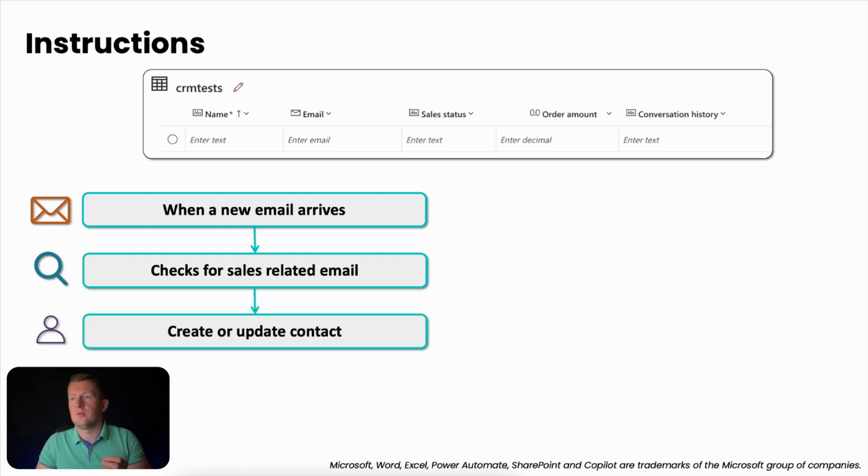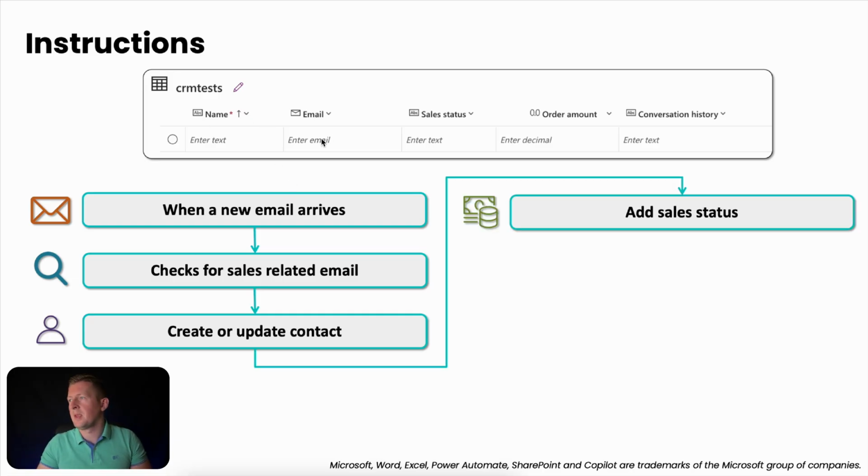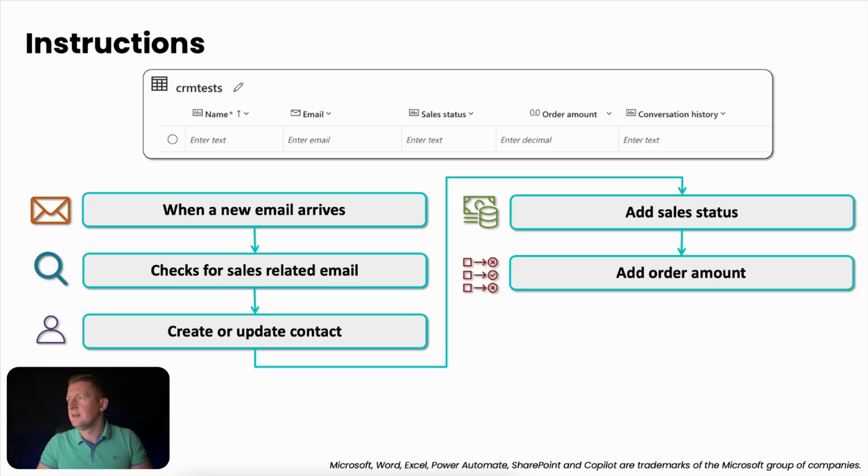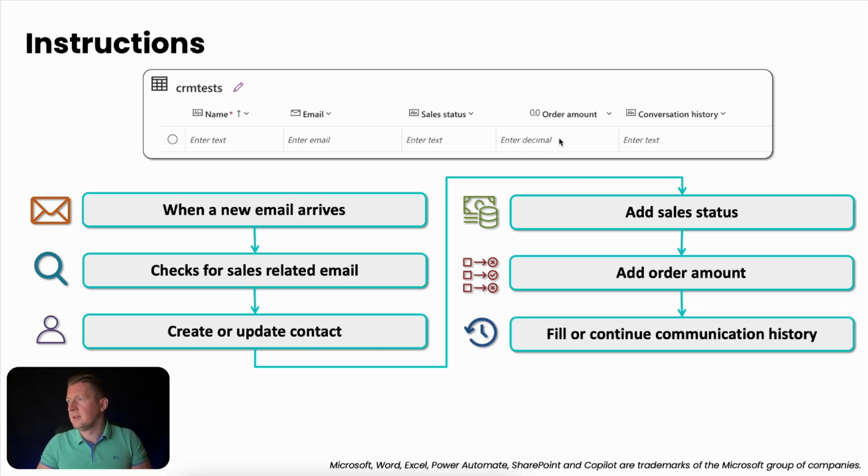Then an agent will create or update contact with the name and the email on this table. Then adds the sales status, quotation received or quotation sent. Adds the order amount of the current sale. And also creates a conversation history in which it logs the email communication from time to time.